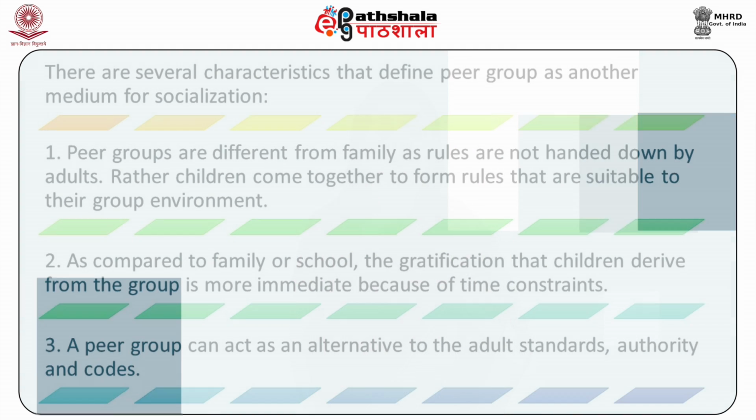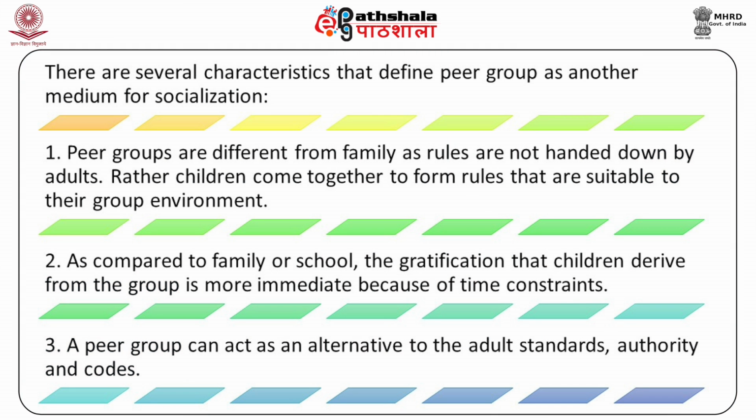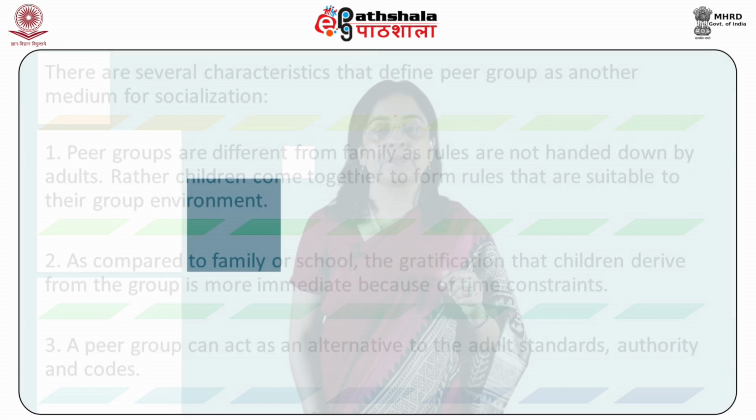Characteristics of the peer group as a means of socialization. There are several characteristics that define peer groups as another medium of socialization. Peer groups are different from family as rules are not handed down by adults. Rather, children come together to form rules that are sustainable to their group environment. As compared to family or school, the gratification that children derive from the group is more immediate because of time constraints. A peer group can act as an alternative to the adult standards, authority, and codes.